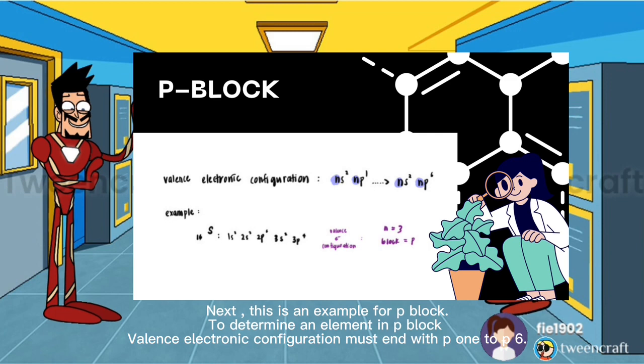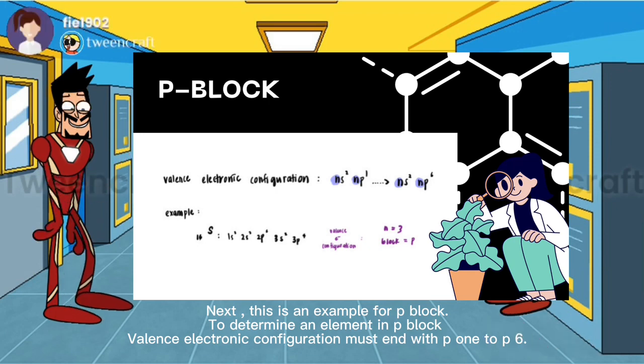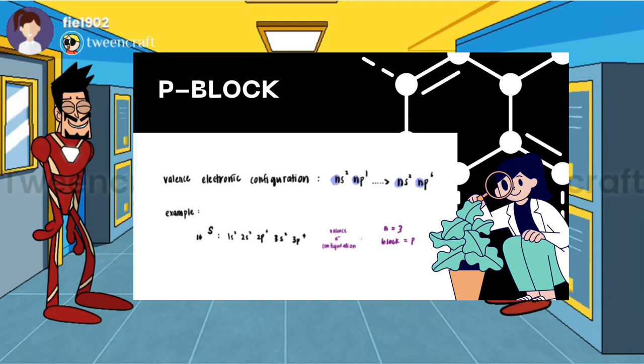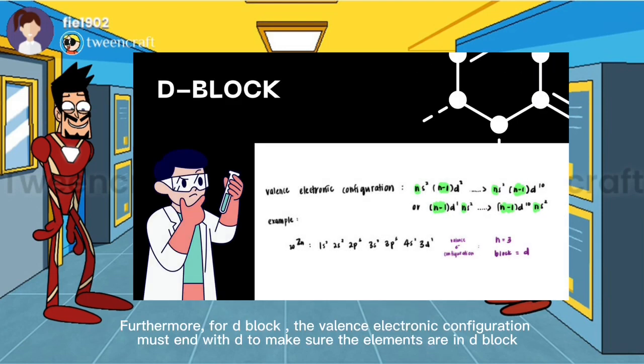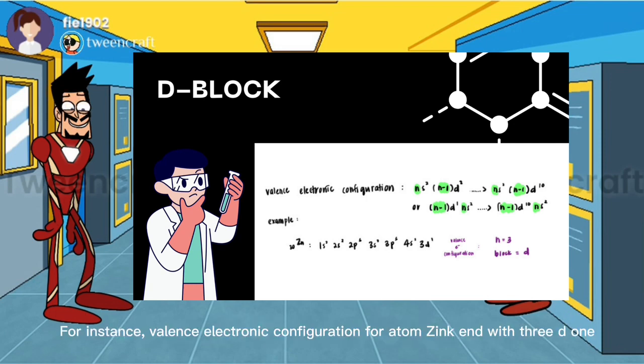Next, this is an example for p block. To determine an element in p block, the valence electronic configuration must end with p1 to p6. Furthermore, for d block, the valence electronic configuration must end with d to make sure the elements are in d block. For instance, the valence electronic configuration for atom zinc ends with 3d10.